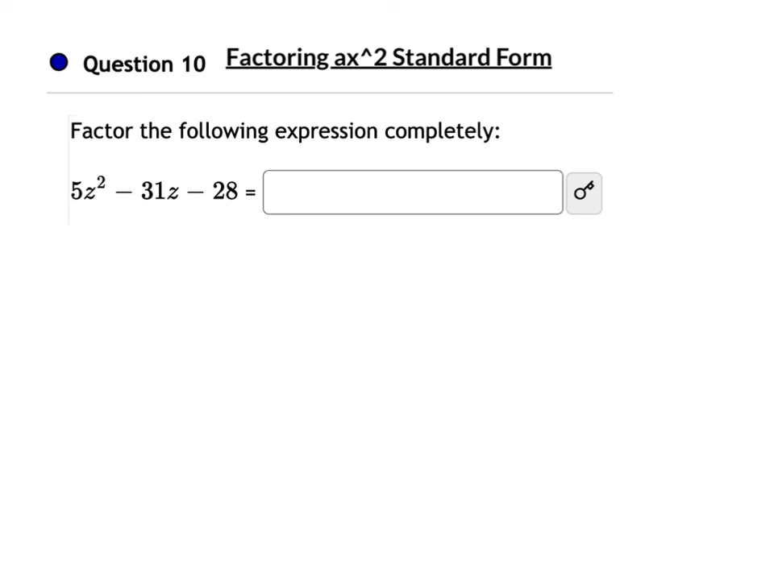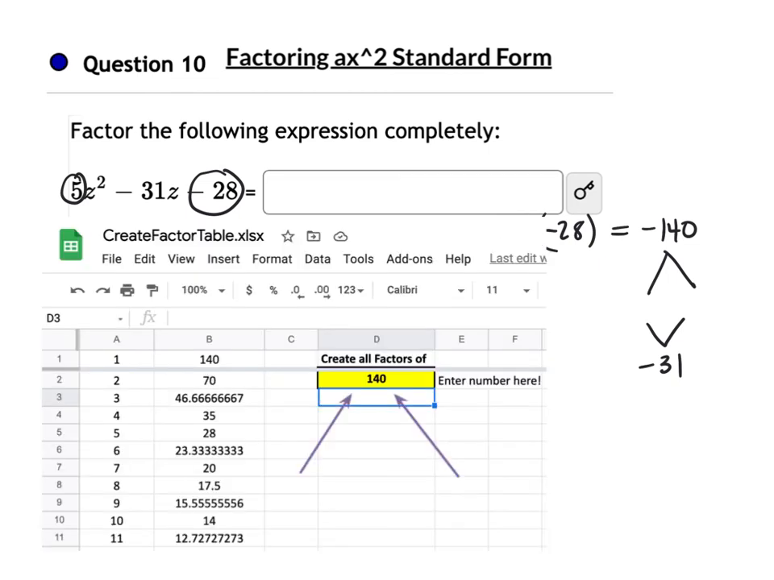And question 10 is another standard form. The last sign's negative. I'll take 5 times negative 28. That's negative 140. I need two numbers that multiply to negative 140 but add to negative 31. I think I'm going to use the factor table here. You heard me say factors that add to negative 31.